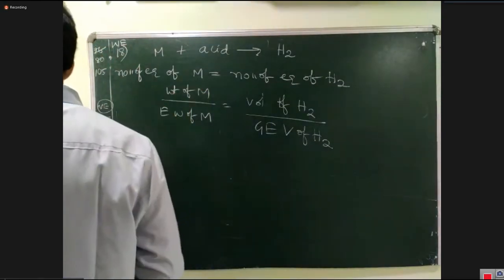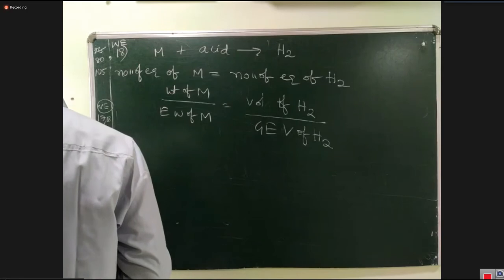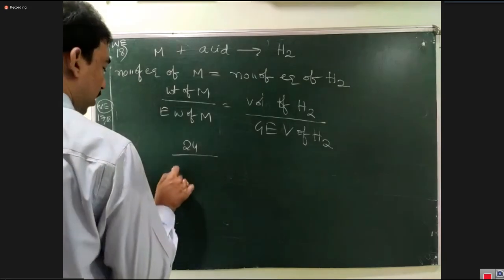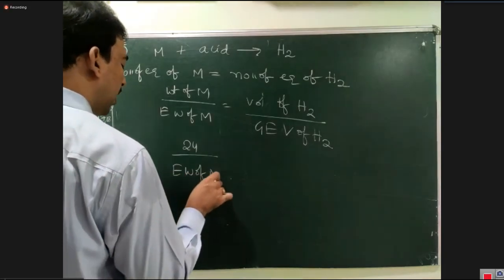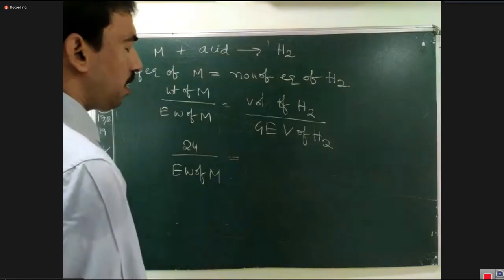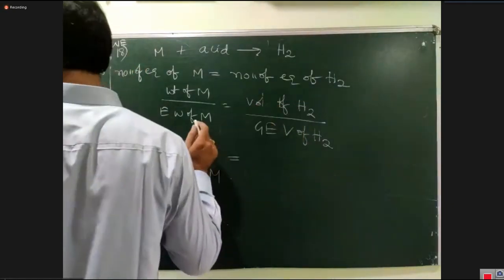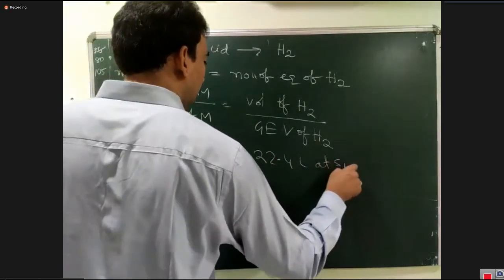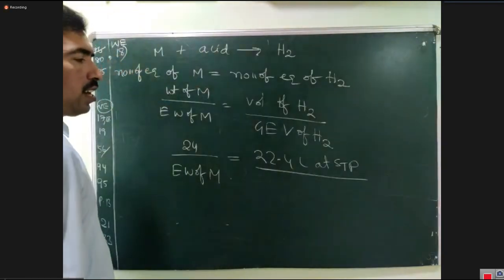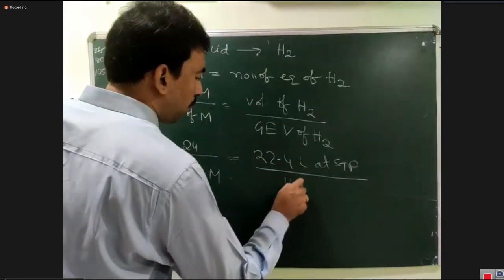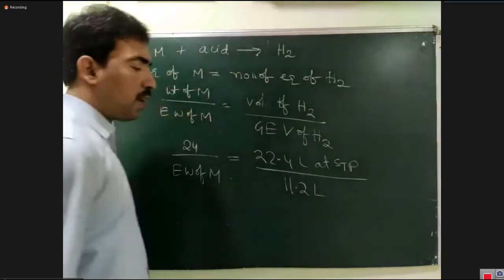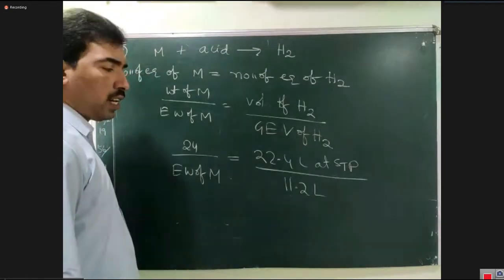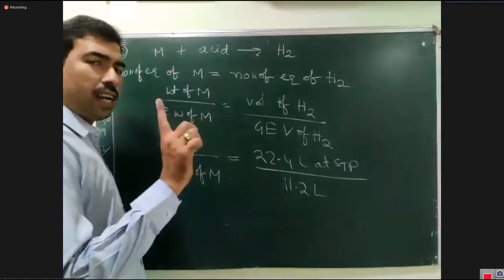Now, weight of metal reacted. How much weight of metal is reacted? 24 grams. The gram equivalent weight of the metal we don't know, that is to be calculated. Volume of H2 liberated: how much volume is liberated? 22.4 liters at STP. At STP, the gram equivalent volume of hydrogen is 11.2 liters, because 1 gram of hydrogen is 1 equivalent.